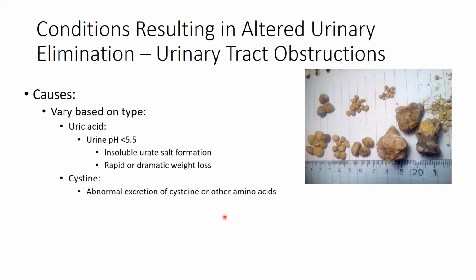Okay. And then the last type we have is cysteine. And so cysteine is going to be abnormal secretion or lack of reabsorption of amino acids. And specifically, we're looking for cysteine amino acids. We might look for a couple others like lysine or arginine as well.